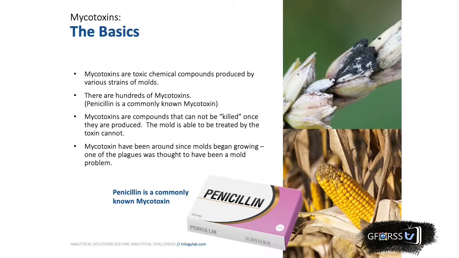Sometimes at the lab we will get asked how to kill a mycotoxin. This is hard to think about sometimes because we consider that the mold can actually be killed, but the toxin, like any other compound, such as, say, salt or sugar, can't be killed. Mycotoxins have been around since molds began growing. In fact, one of the plagues was thought to have been a mycotoxin called ergot.